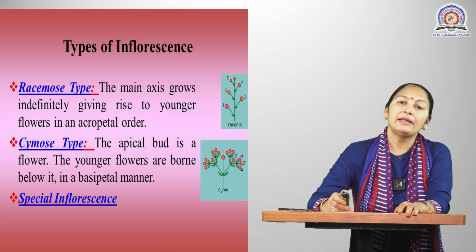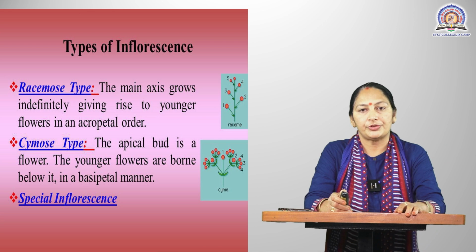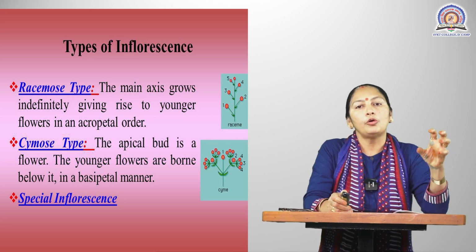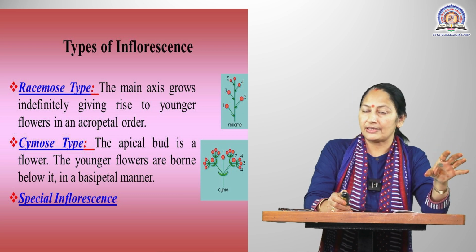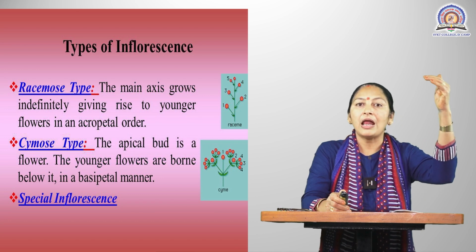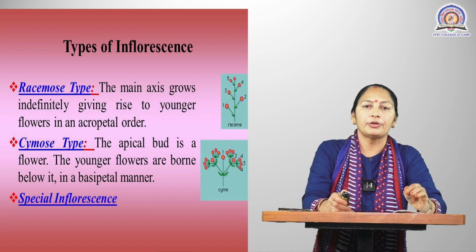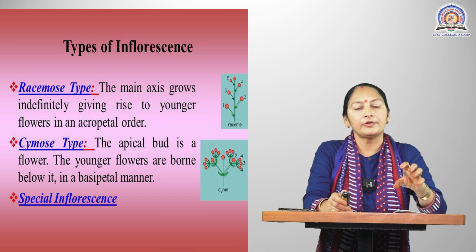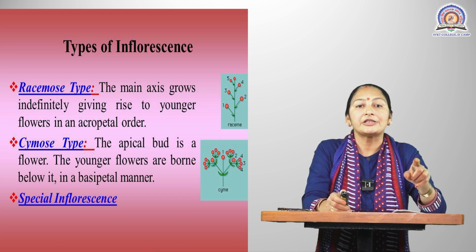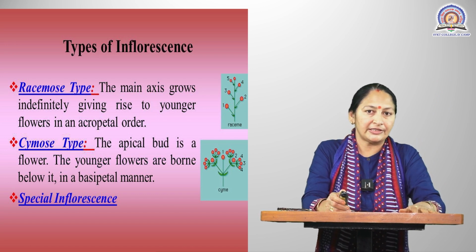Okay, then the next type is cymose. In racemose, all the older flowers are arranged on the basal side of the floral axis, and the buds and younger flowers are arranged at the apex, the upper side. This type of inflorescence arranged on a floral axis is known as the racemose type of inflorescence. Is it clear?